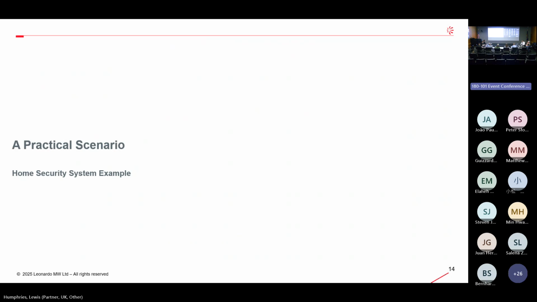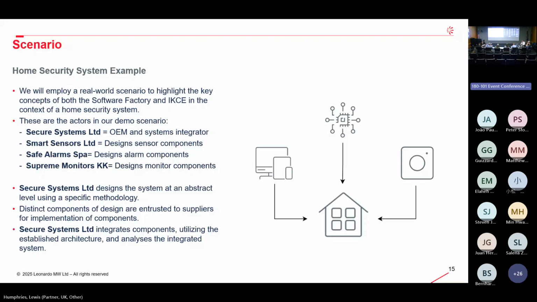So now I've gone through an introduction to IKC and how it works. Next, I wanted to show how we are implementing it, how we're actually using it in practice. For the scenario, probably fairly familiar with this, we're using the home security system example from the OML tutorial on Federation, which consists of 4 key actors. So the secure systems, the OEM systems integrator, smart sensors, safe alarms, and supreme monitors.